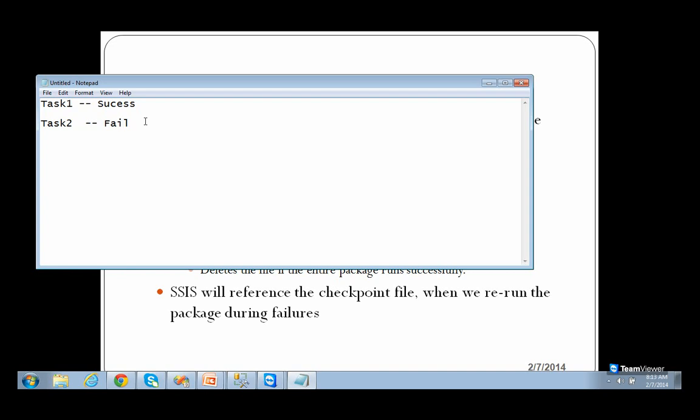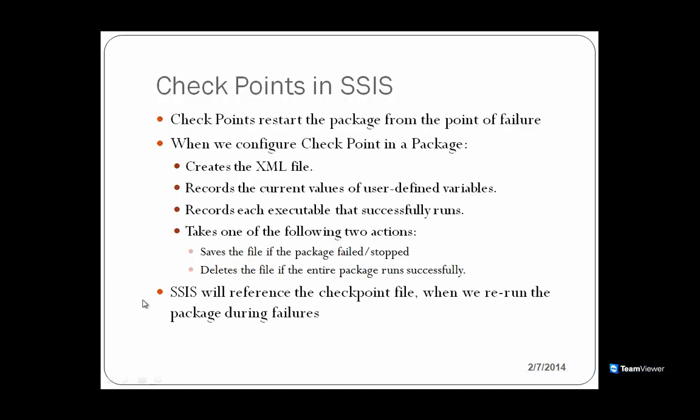So when you correct task 2 and restart the package, the SSIS package will read the information from the checkpoint configuration file, and from whichever task failed, the execution starts from there. Once the execution is completed, the file is deleted permanently. So the file is very important here.